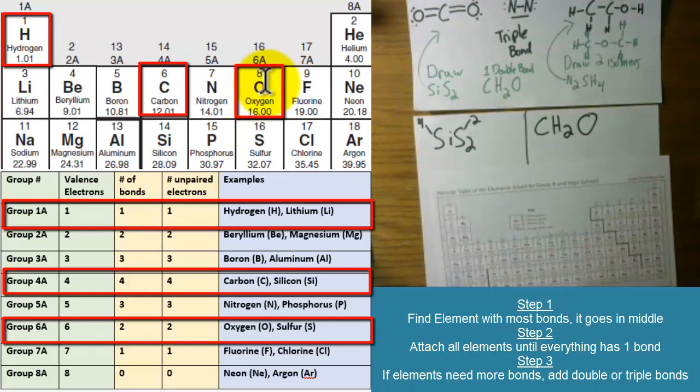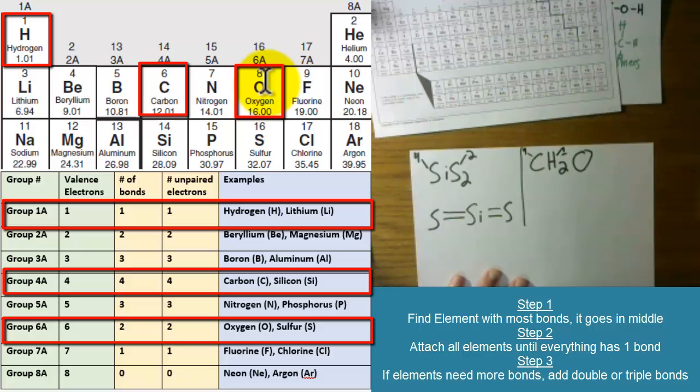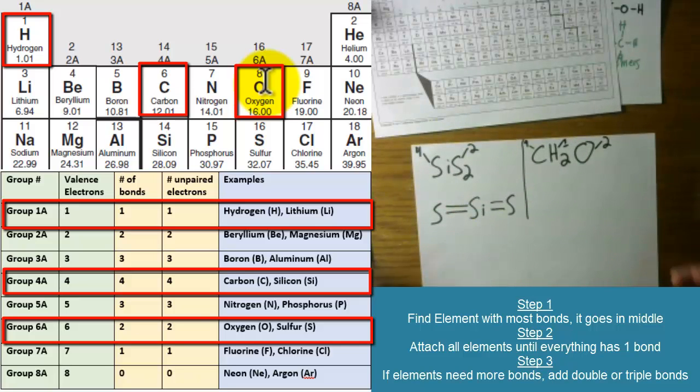Okay. So, since we know that carbon is going to make 4, hydrogen is going to make 1, and oxygen is going to make 2. The one that makes the most bonds goes in the middle. So, which goes in the middle?